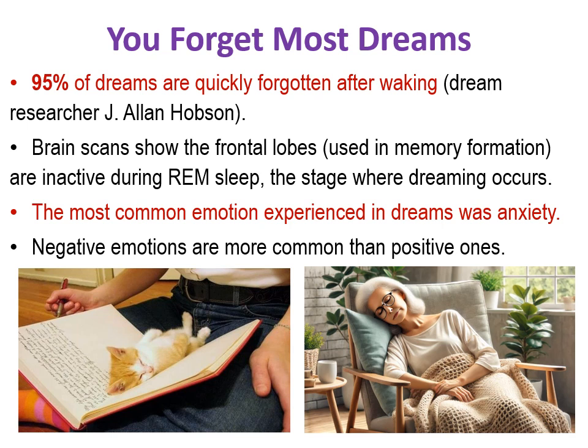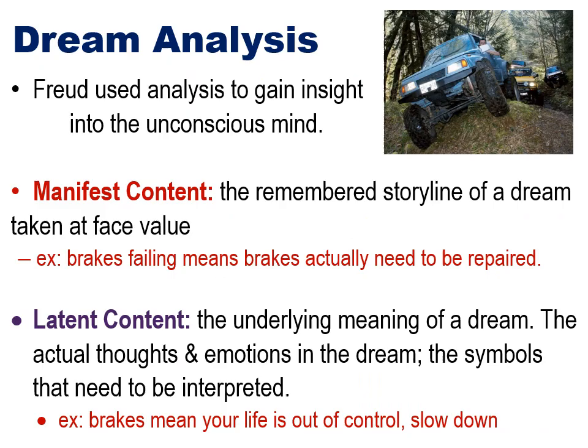Brain scans show that the frontal lobes, which are used in memory formation, are not active during REM sleep when dreaming occurs. So if you don't have your hippocampus and you don't have your memory portions of your brain activated when you're sleeping, then you're not going to remember what happened when you were sleeping. The most common emotion that we experience in dreams is anxiety. We're kind of working out our anxiety from the day. Negative emotions in our dreams are far more common than positive ones.